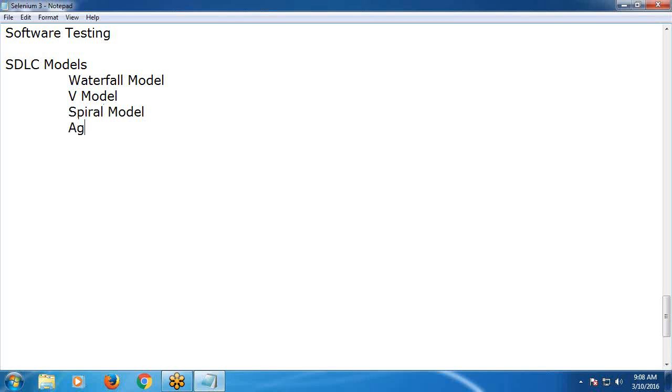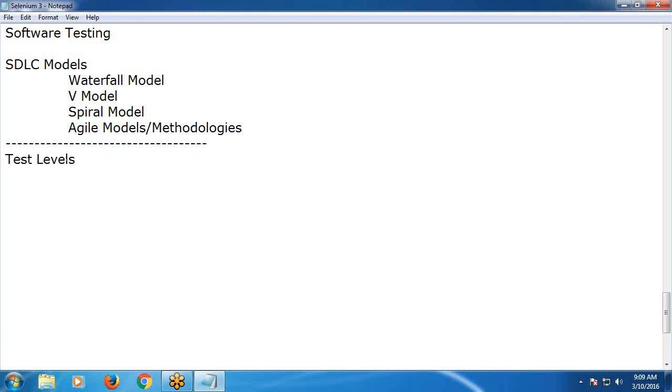Next, agile models, or you can say agile methodologies. See, agile is not a single methodology. We have multiple methodologies, for example Scrum, XP, extreme programming, etc. See, SDLC models. Next, our direct topic, test levels.